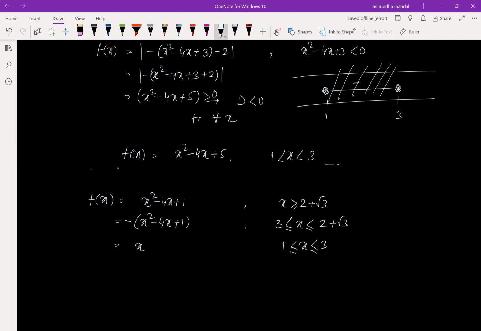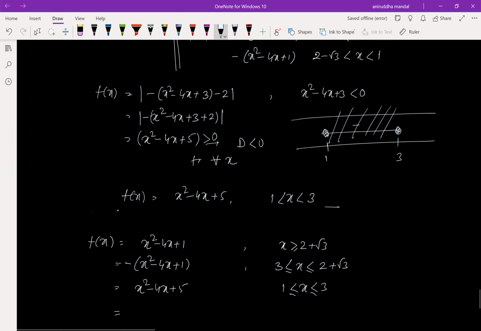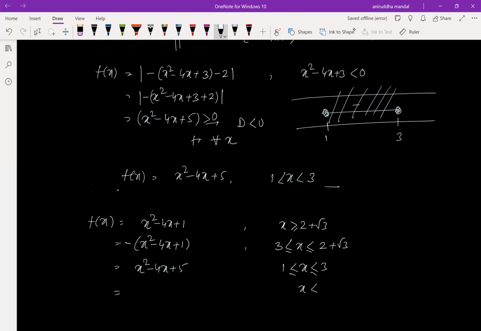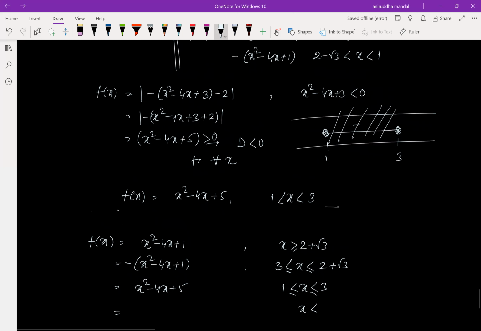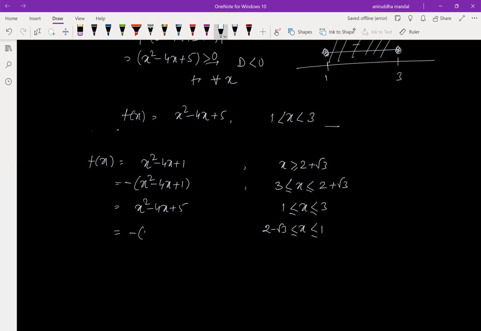So in between 1 and 3, this is x square minus 4x plus 5. Next, in between 1 and minus 2 root 3 is less than 1 and greater than 2 minus root 3. So this is negative again. And last is when x is less than 2 minus root 3. So this is positive. So this is the complete function.